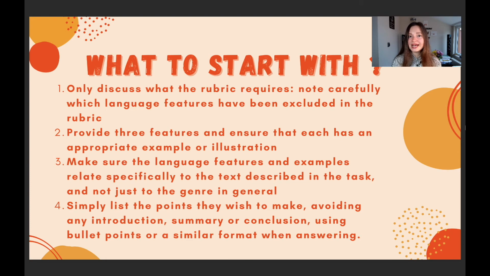Provide 3 features and ensure that each has an appropriate example or illustration. Make sure the language features and examples relate specifically to the text described in the task, and not just the genre in general. Simply list the points you wish to make, avoiding any introduction or summary or conclusion. The most important thing is to make it as simple as possible and as readable as possible so that the examiner can easily understand where the feature is and where the example is.